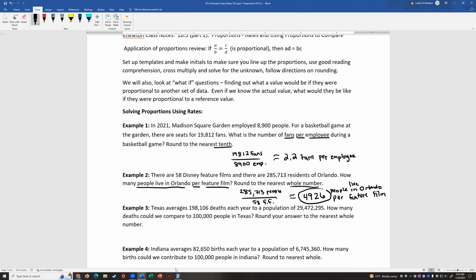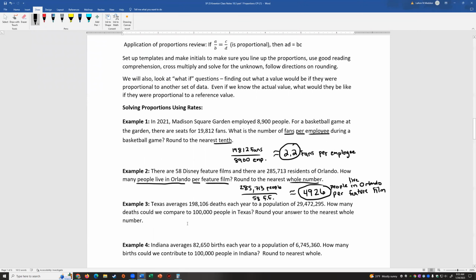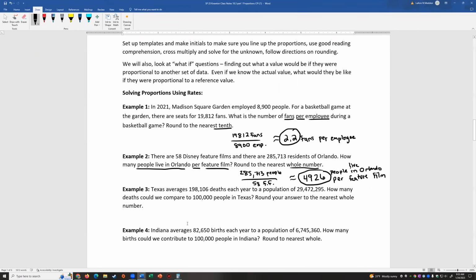That's just giving that context to that number. Now this one, notice there's a third piece of information thrown in. So this is where we're going to start seeing, when you see more than just two pieces of information, we're usually going to be doing some kind of proportion when we're doing these comparisons.